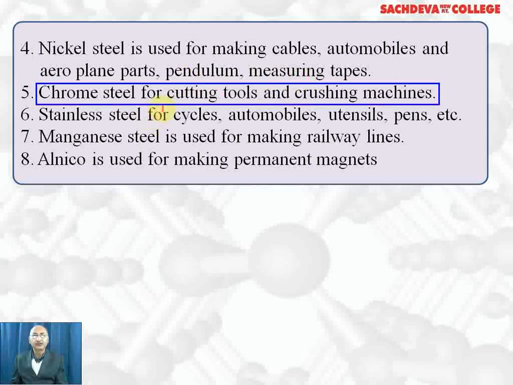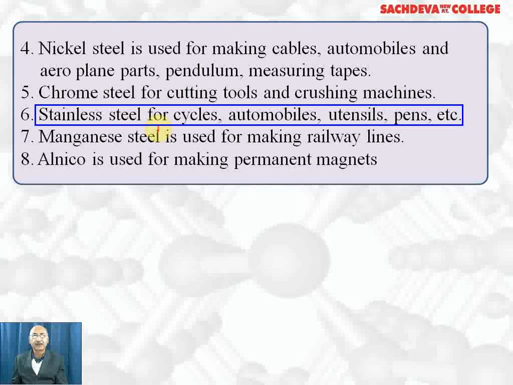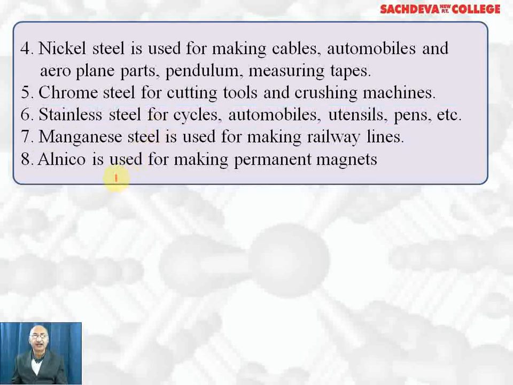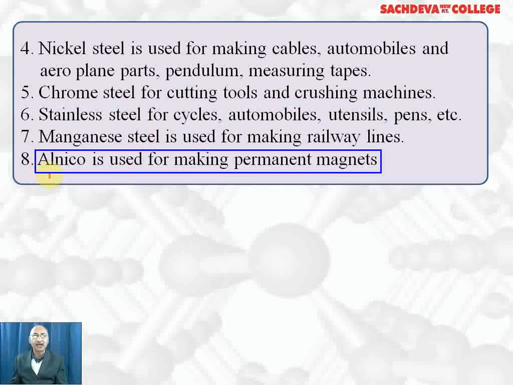Chrome steel is used for cutting tools and crushing machines. Stainless steel is used for cycle parts, automobile parts and utensils, pens, etc. Manganese steel is used for making railway lines because it does not get rusted. Alnico is the alloy of iron, aluminium, nickel and cobalt. It is used for making permanent magnets.